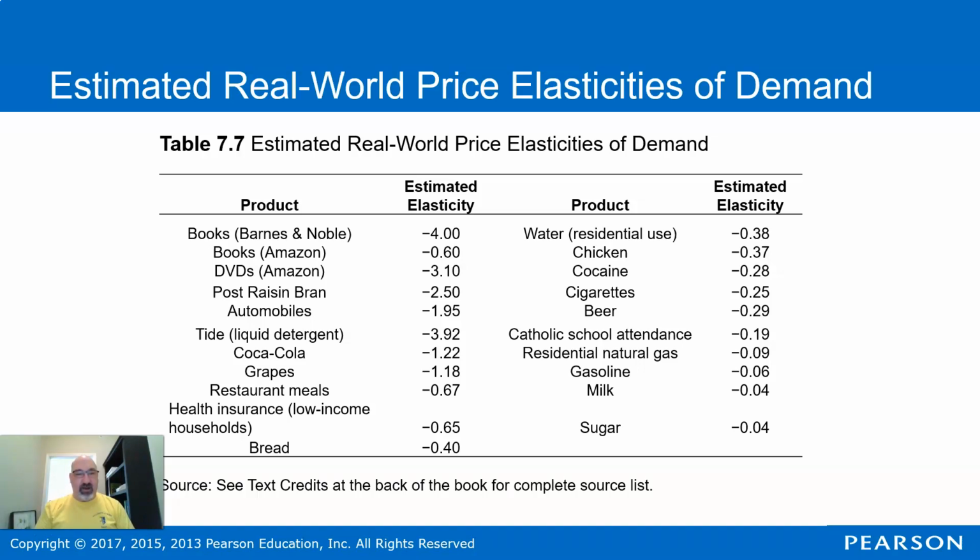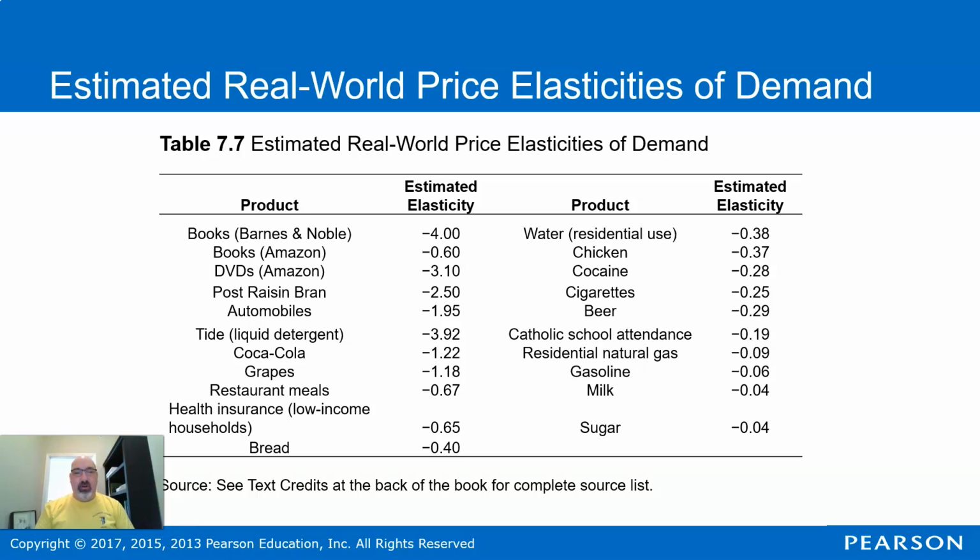Automobiles 0.195, or 1.95. Tide liquid detergent, once again, it's narrowly defined, so 3.92. Coca-Cola 1.22. People are brand loyal on that one, so being narrowly defined doesn't matter. Grapes 1.18. Now restaurant meals 0.67. We are a lazy society. We will eat out more than you want to know, so that one's probably more realistic. Health insurance for low-income households, that's why I said the other one was poorly defined, is 0.65.